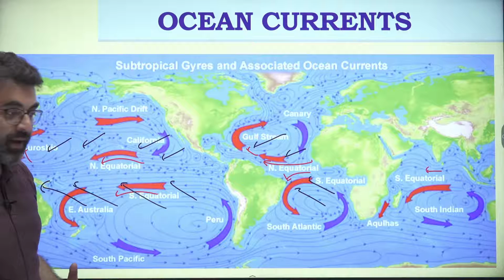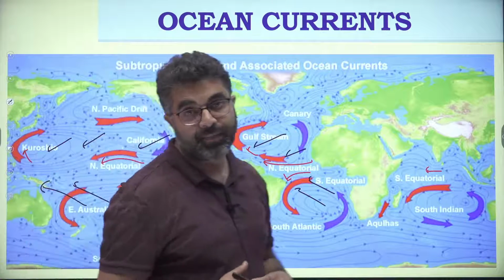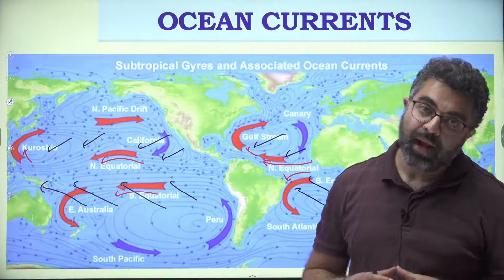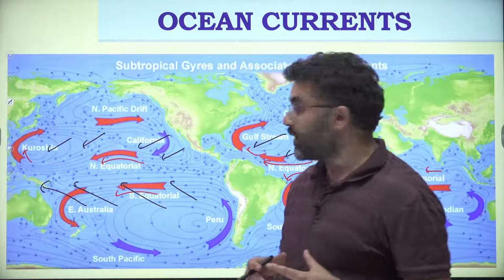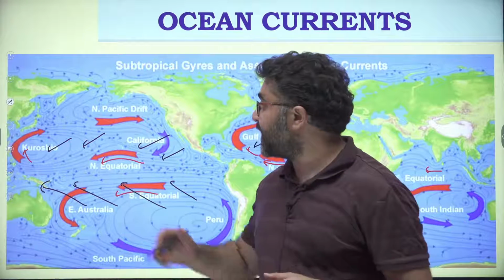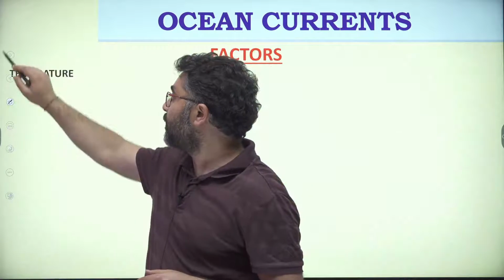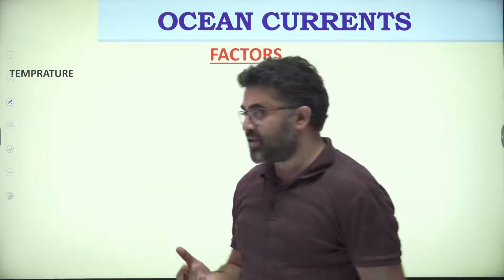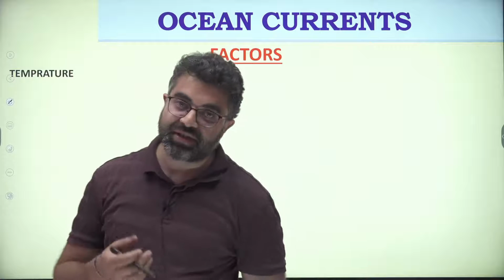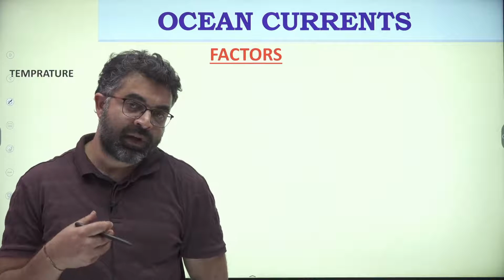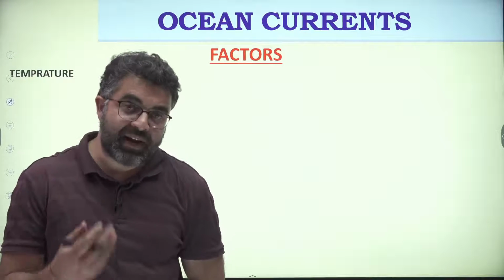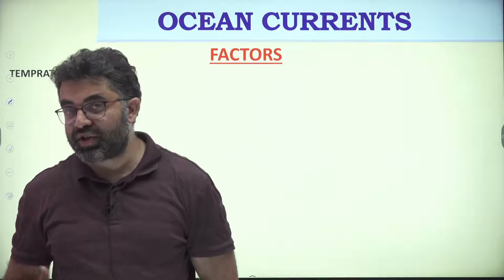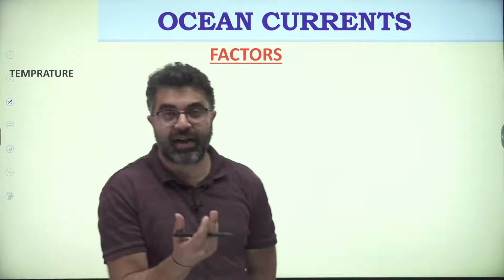Now, similarly, a few more factors come into play, and we shall discuss these factors one by one. Let's see the next factor: temperature. Now, how does temperature have an influence on ocean currents? How does it play a very important role in changing the direction of the current, or first of all producing a current?